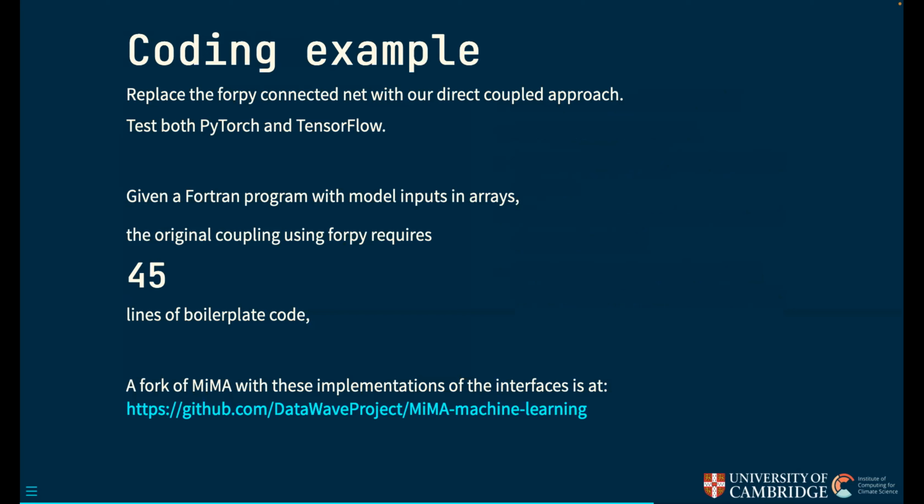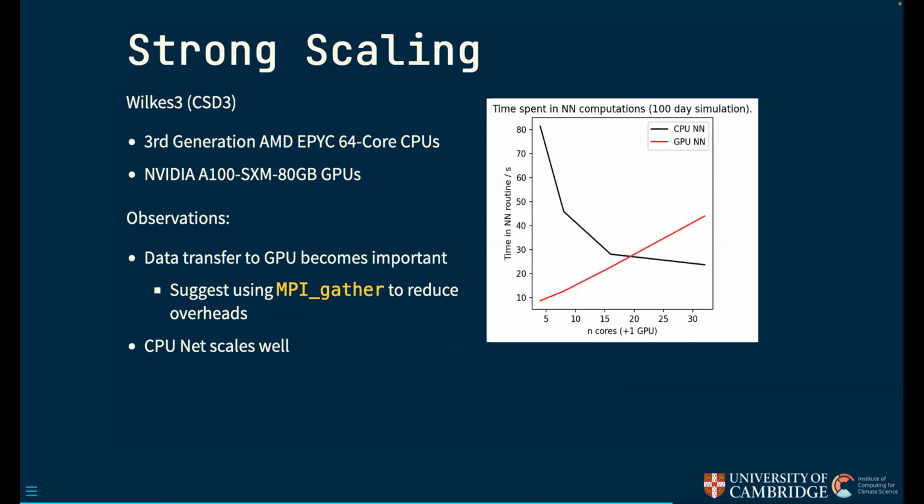Our focus was more on the coding side of this, in terms of making it easier for the users. We redesigned the coupling that they had using F2Py, using the FTorch library instead, and found that we could reduce their boilerplate code from 45 lines down to 27. It was also a much more intuitive, more PyTorch-thonic implementation of the code. And there is a fork of the MiMA model with these deployments available on GitHub.